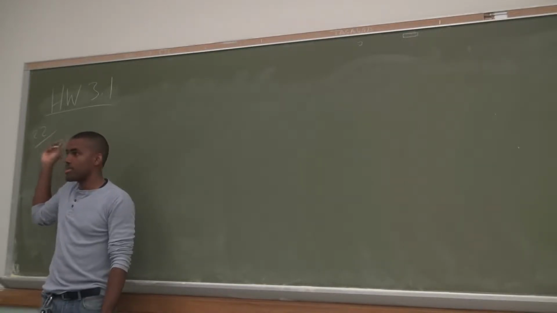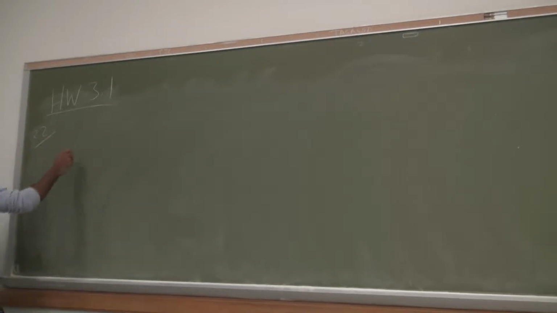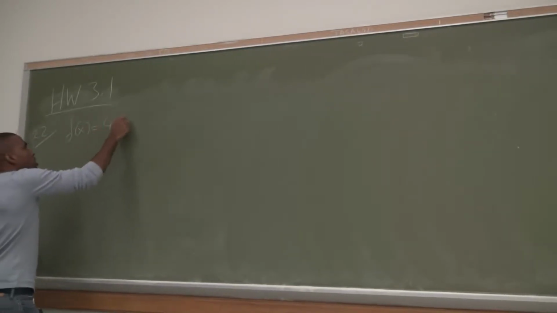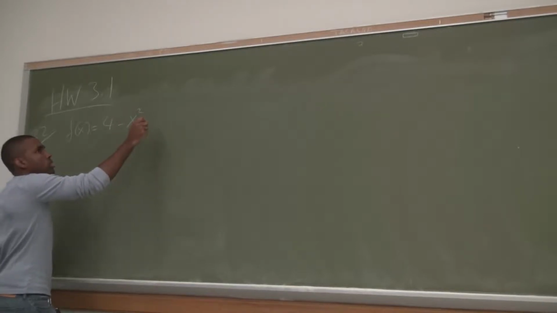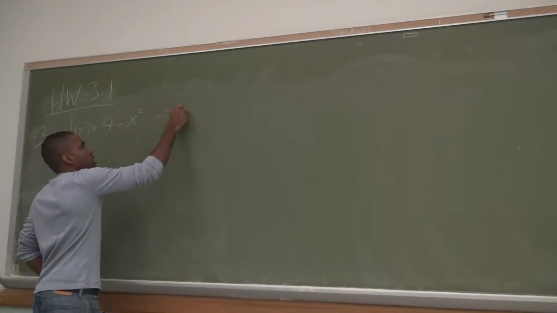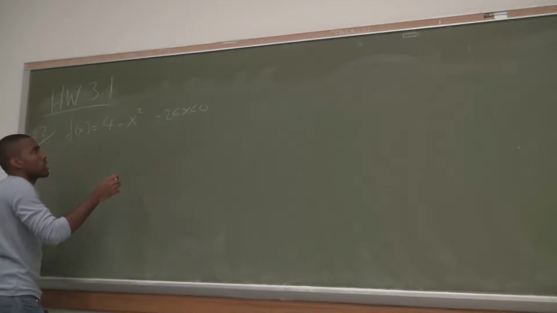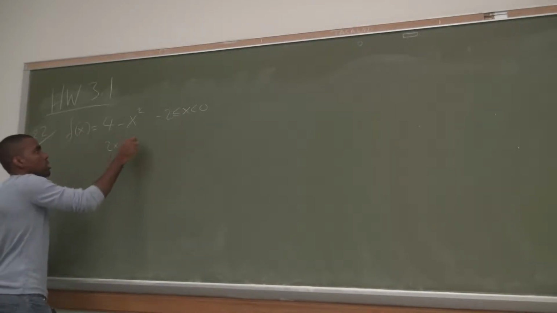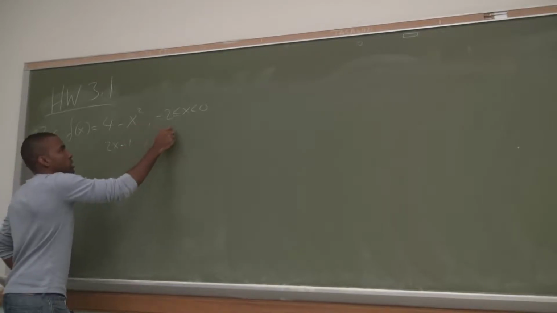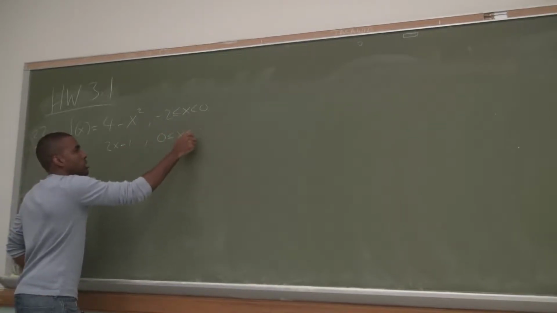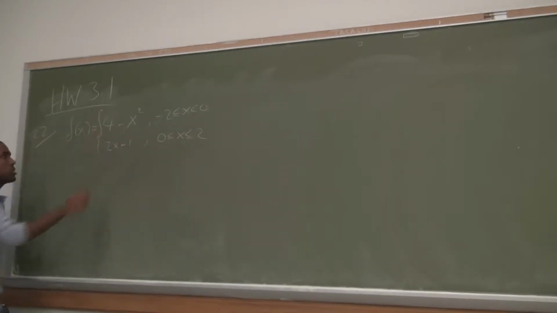f of x equals 4 minus x squared if negative 2 is less than or equal to x less than 0. Also, f of x equals 2x minus 1 if 0 is less than or equal to x less than or equal to 2. Okay, so it's a piecewise function. Find the absolute and relative maximum.